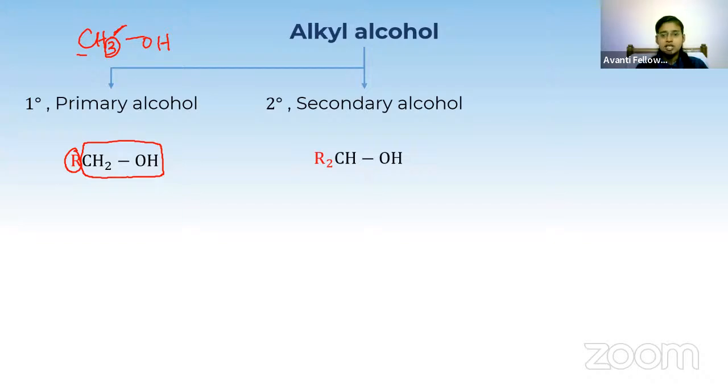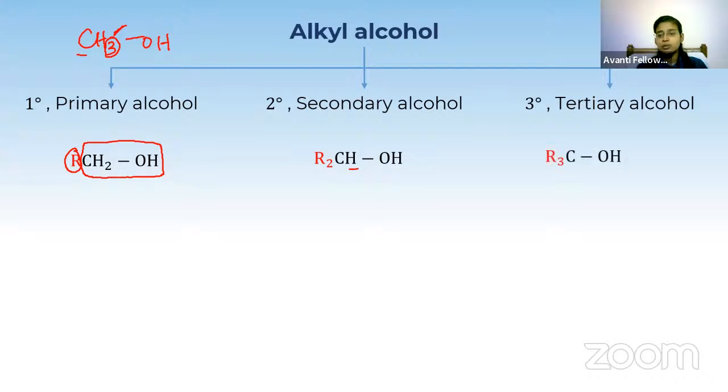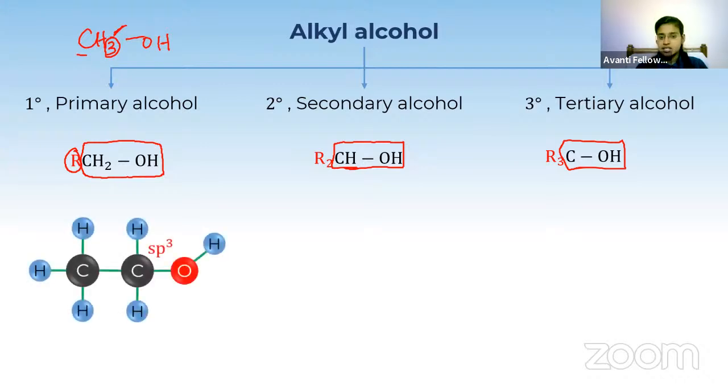R2CHOH. And in case of tertiary alcohol, the third hydrogen will also get replaced by the alkyl group. So I have R3COH. Okay. So primary means CH2OH containing compound. Secondary means CHOH. And tertiary means it is COH containing system. Okay. Now let's see some examples under each case so that you can understand this better.